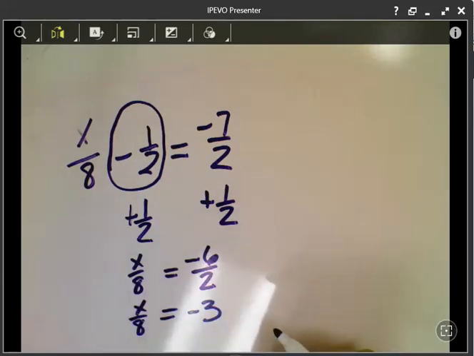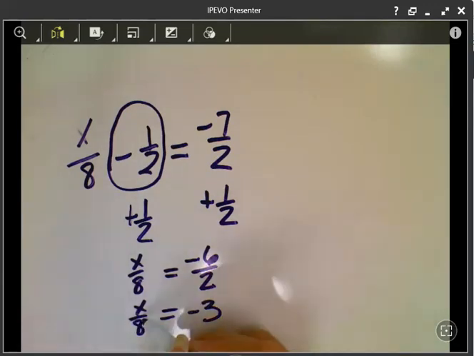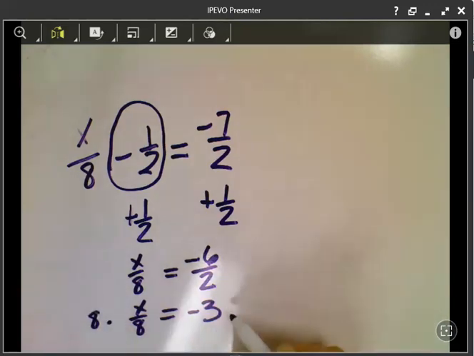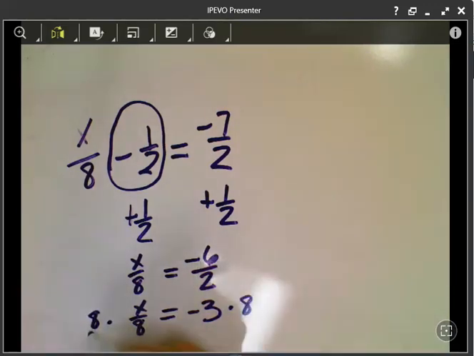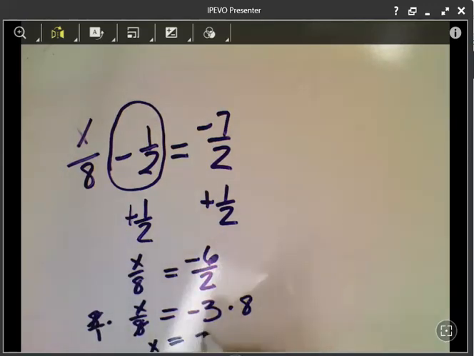So the only thing I have left to do is undo division. This is x divided by 8. So if I multiply by 8 and multiply by 8, this is like 8 over 1. These will cancel, and I will have x by itself equal to negative 24.